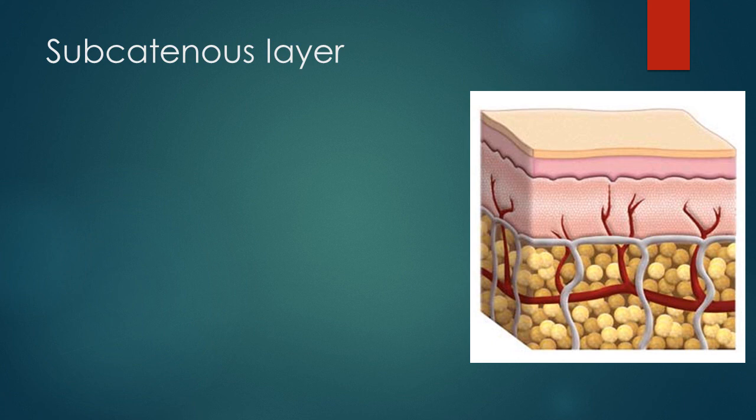Then finally we get to the subcutaneous layer, so the layer of fat cells. Well, fat is an energy reserve, so you eat and then you have energy left over from the food, because you did not use it all up, or you ate too much, and that energy gets stored in fat cells.